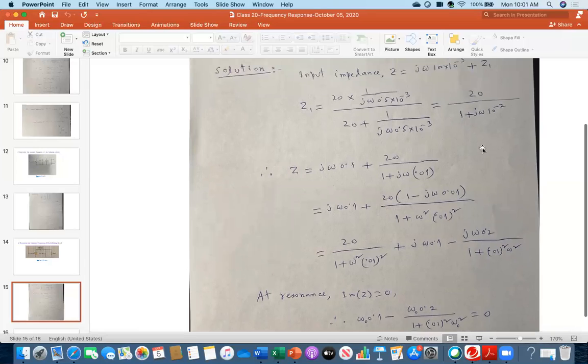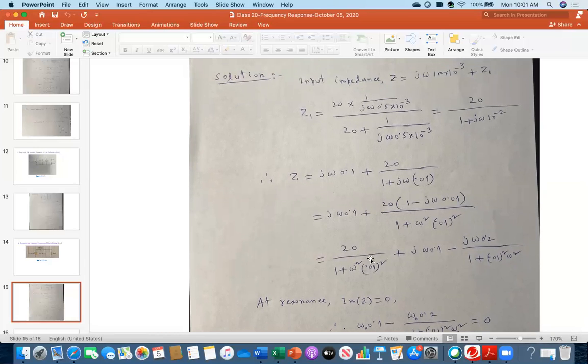That's why everybody see that if you are not getting this format, then look from the beginning for where you made mistakes. Calculate the impedance Z for that circuit. That's all.